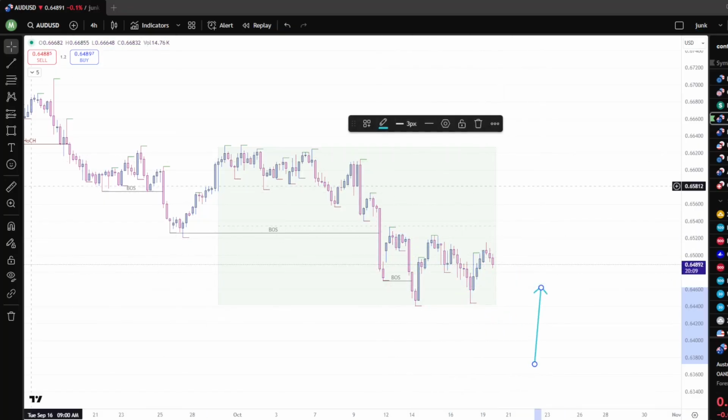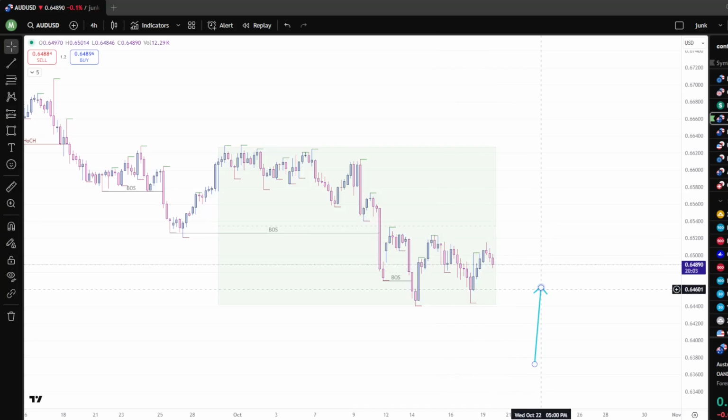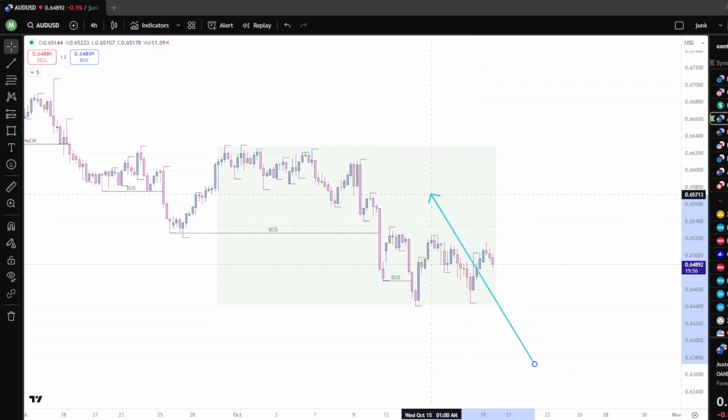Now possibly forming a double bottom, but we're looking for any type of momentum to pick up and get past these areas of supply that will continue to push prices down, which it hasn't been able to get past. Looking for any type of retracement back into premium. We're going to see if there's any type of impulse back toward the upside, take out some liquidity before pushing back down, but it could just continue from here.